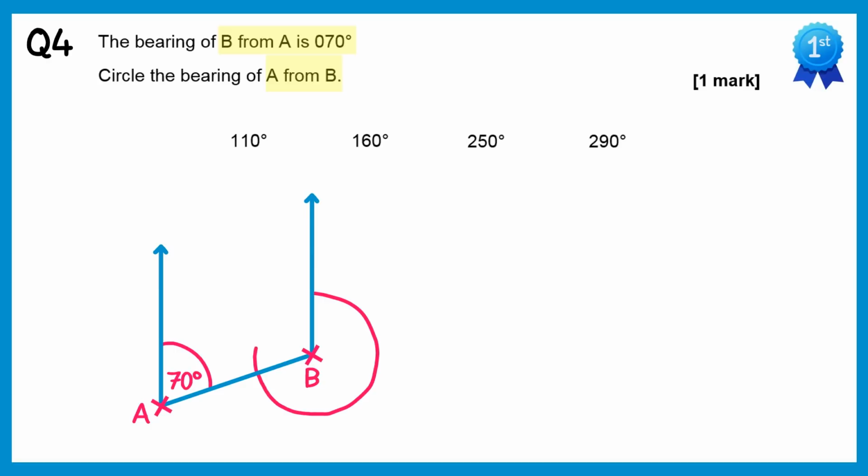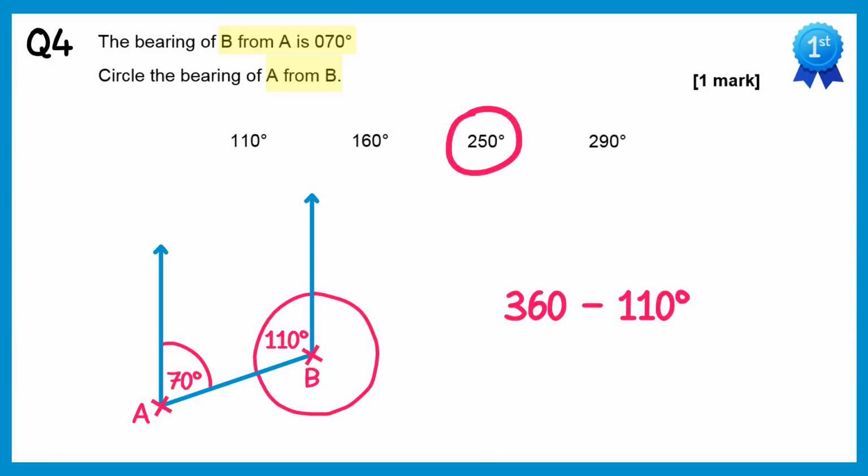Now we can work out this angle here because 70 and this angle must make 180 degrees because the north lines are parallel. This is an example of co-interior or allied angles. So this angle is 110 degrees. Since this angle and the angle we want make a full circle, we can do 360 take away 110 to get our angle. So the answer is 250 degrees.